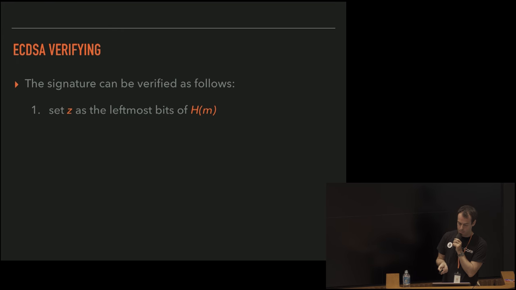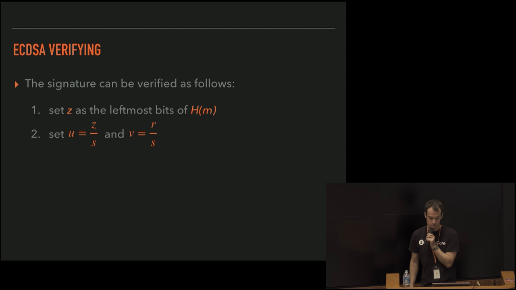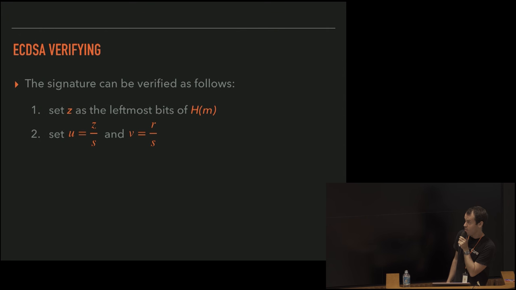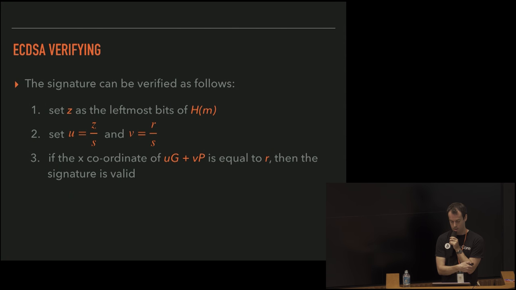To verify, again, the verifier calculates z in the same way, sets z to the leftmost bits of the hash of m, and then sets u to z times the inverse of s, and sets v to r times the inverse of s. And now if the x-coordinate of u times G plus v times P is equal to r, then the signature is valid. So it's similar in some ways to Schnorr, but made just different enough to not be encumbered by that patent.